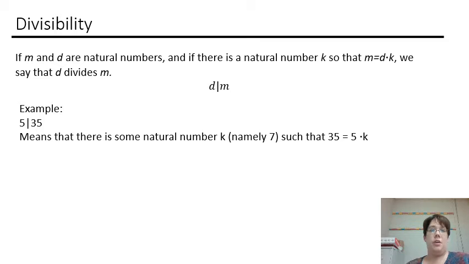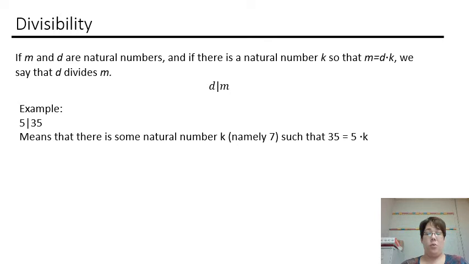First thing we have to know is the definition of divisibility. So here you have a formal definition. If m and d are natural numbers, and if there is another natural number, k, so that m equals d times k, we say that d divides m.